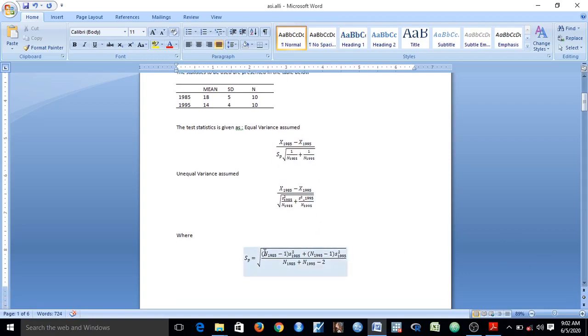We have n minus 1 of the first group multiplied by the variance of the first group, plus n minus 1 of the second group multiplied by the variance of the second group, then divided by the addition of the number of observations of the two groups minus 2. Then we find the square root. That's how our Sp is calculated.